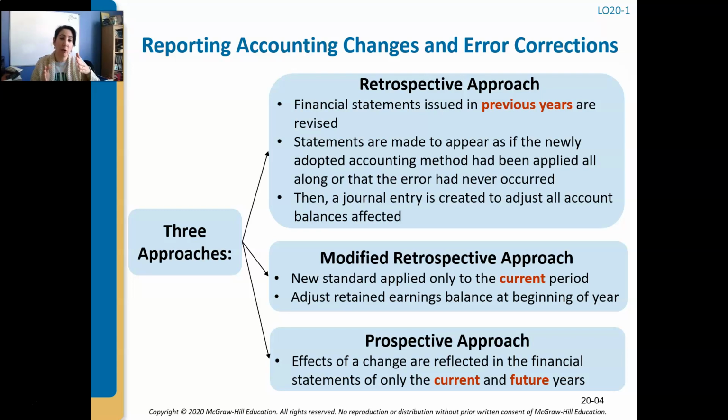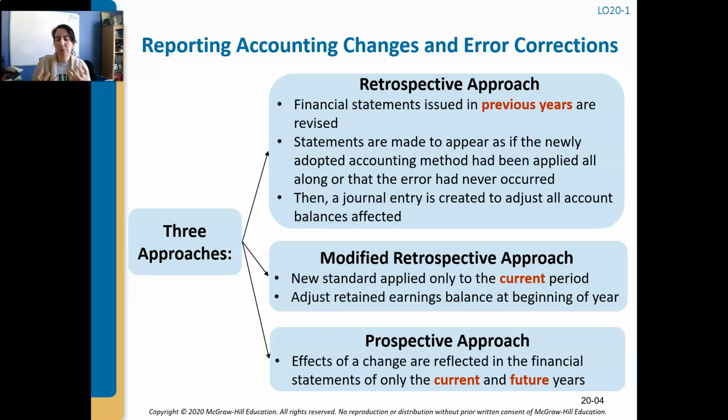And you would even look back in time and you would have some sort of cumulative effect, meaning, what if instead of weighted average, you'd been using FIFO all the way since the inception of your company? Then you'd have to report that cumulative effect. Okay, that's retrospective. You look back, you present the financial statement as if you'd been using the new approach the whole time, and you fix everything before that.